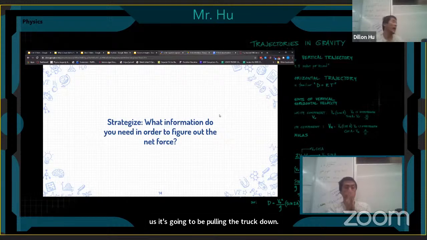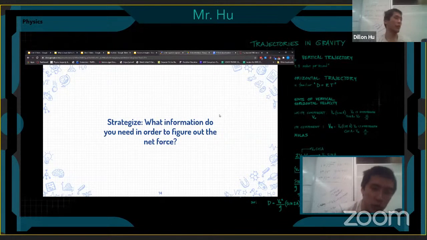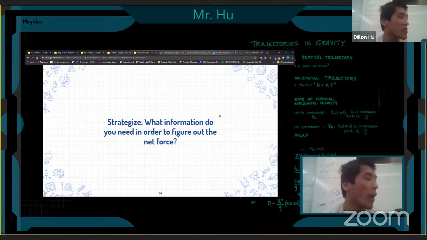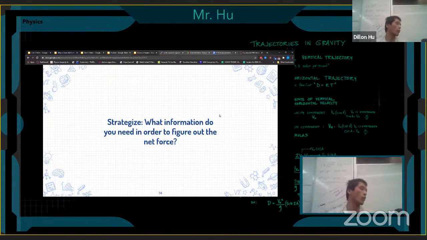So now I want you to quickly strategize in your graphic organizer. I want you to strategize what information you need in order to figure out the net force. Our goal here is to figure out the net force acting on the truck, which means we need other information. So you quickly strategize what information you need in order to figure out the net force.